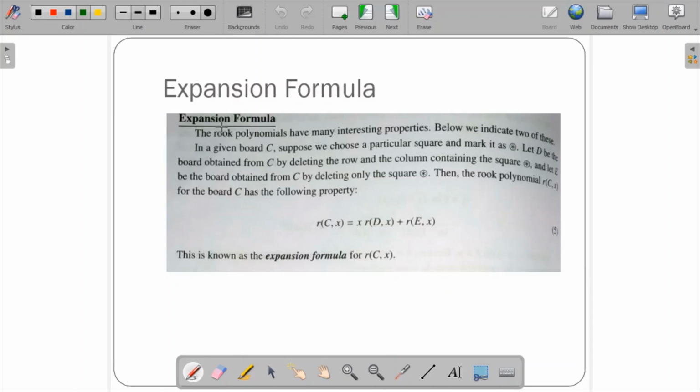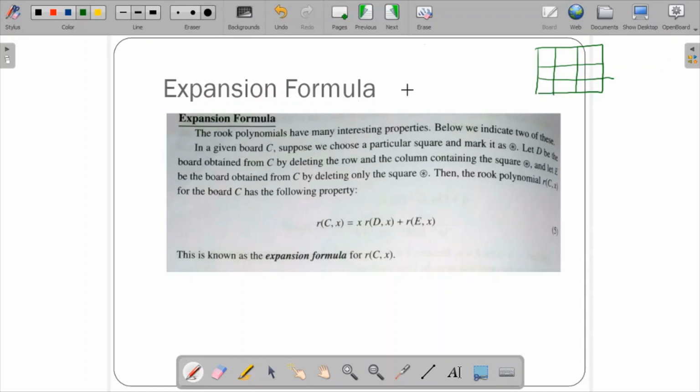Next, in this concept itself, we have the expansion formula. Now what is this expansion formula? We are dividing the entire chessboard into 2 sections. For example, I'll put it like this. So this chessboard I'm going to divide exactly into 2 sections. The Rook polynomials have many interesting properties.